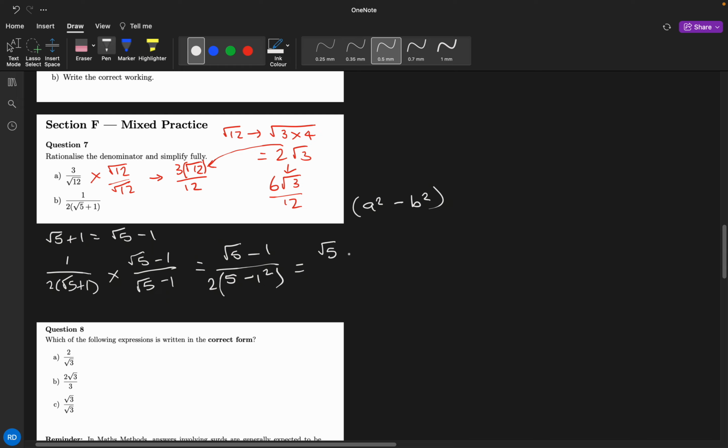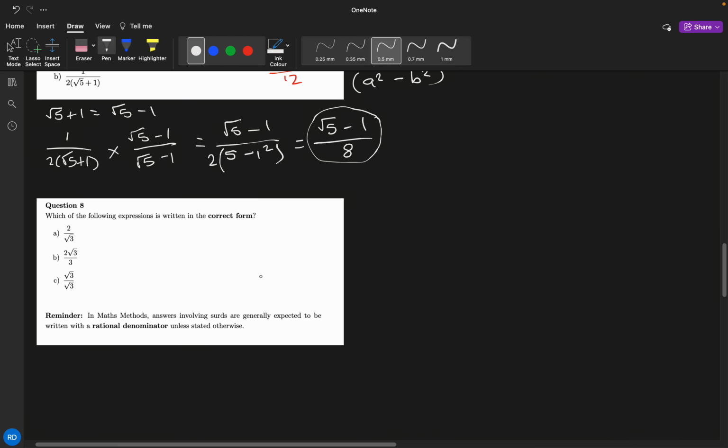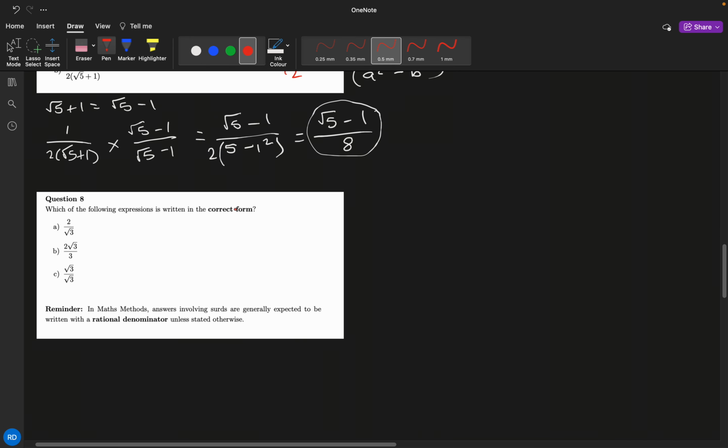So it's still root 5 on 1 on top. 5 minus 1 is 4, and 2 times 4 is 8. So that is your final answer for part B. Cool, and then finally, question 8, which of the following is written in correct form?